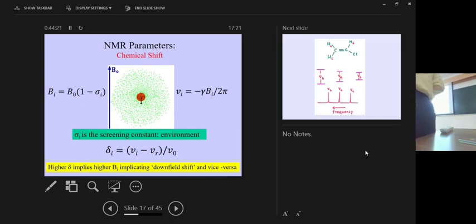Now, chemical shift. This is the first NMR parameter which is of importance. Suppose you have a nucleus here. Every nucleus has an electron cloud around it, right? Whether it is proton or carbon or whatever you take, there is an electron cloud around it. Once you apply a magnetic field here, it induces currents in this electron cloud.